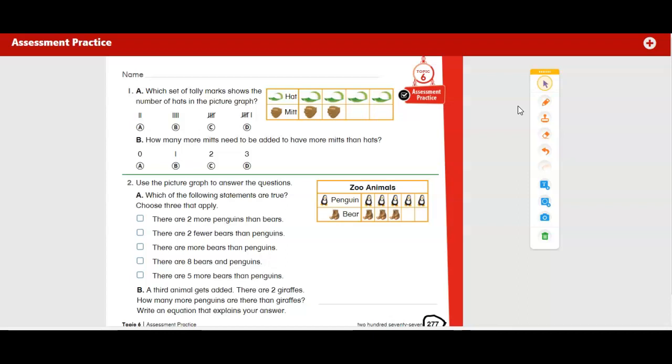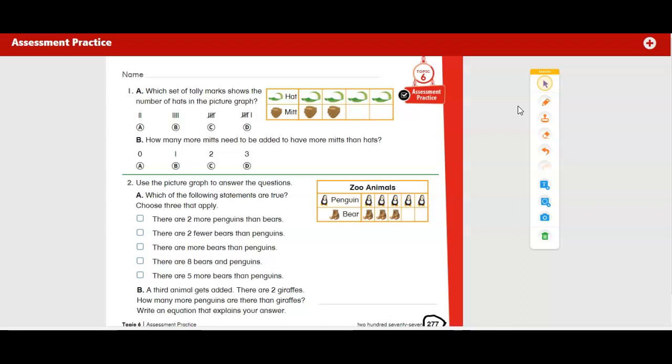If you need to pause the video to get out your workbook or turn to page 277, now's a good time to pause the video to do so. If you are ready to begin, then let's get started.